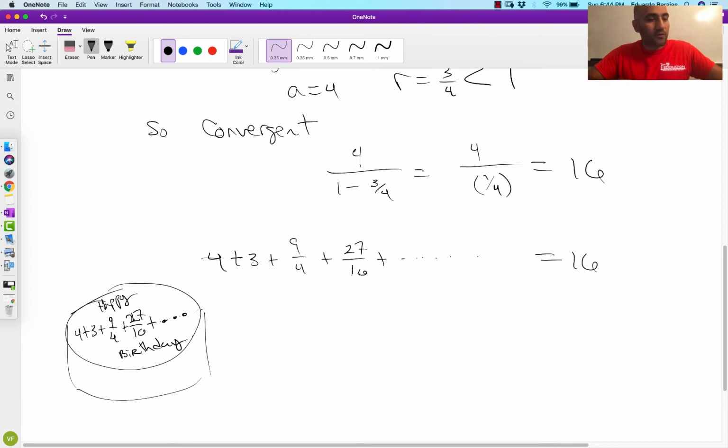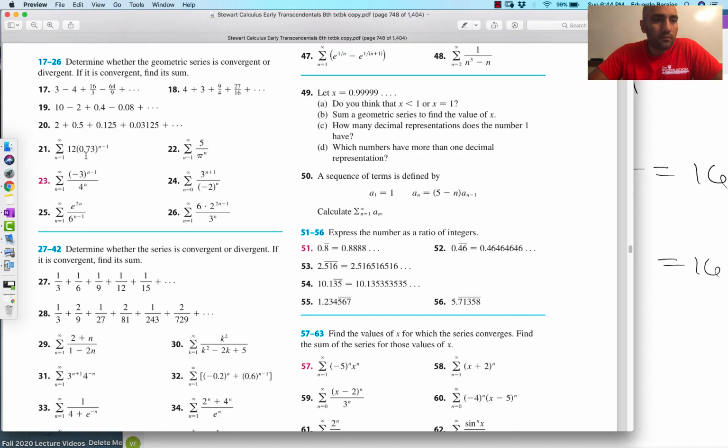Okay? These are fun. Hope one of you guys does one of these birthday cakes soon. Okay, let's go back to the work. What else we got? Did we answer it? This was number 18. Determine whether the geometric sequence is convergent or divergent. If convergent, find its sum. Okay, so we did number 18.